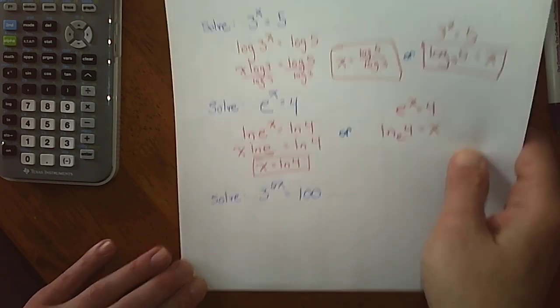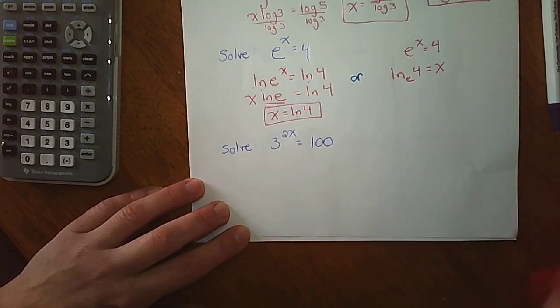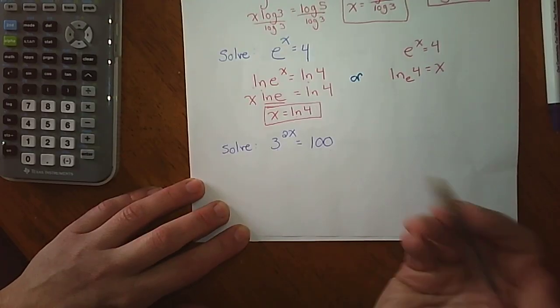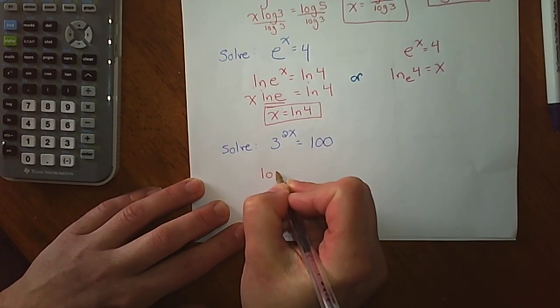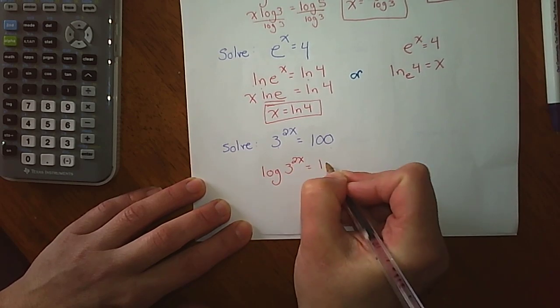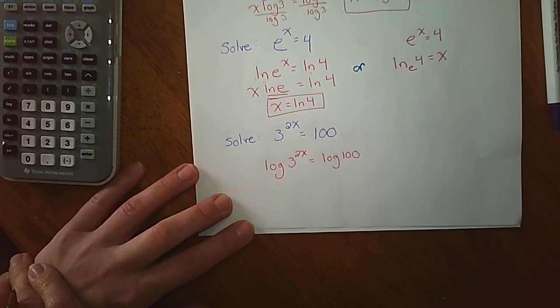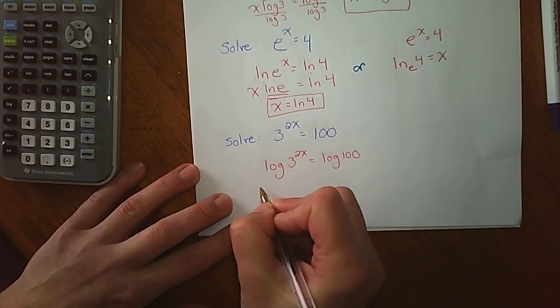All right, now let's talk about this guy. No way 3 and 100 come from the same thing. This is going to be log 3 to the 2x equals log 100. All right, the 2x falls in front.